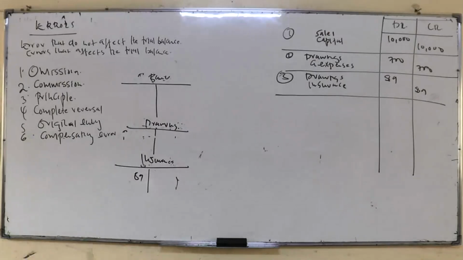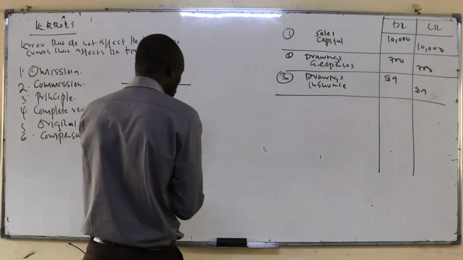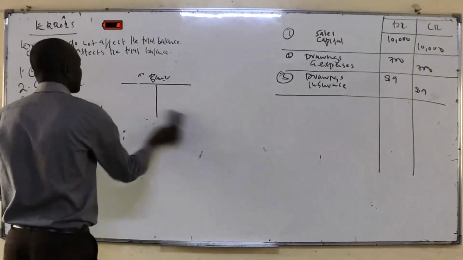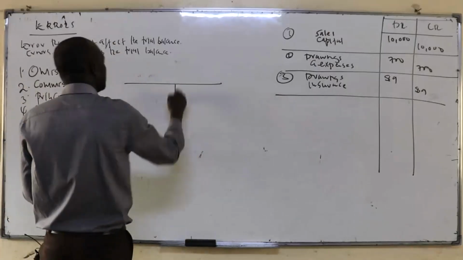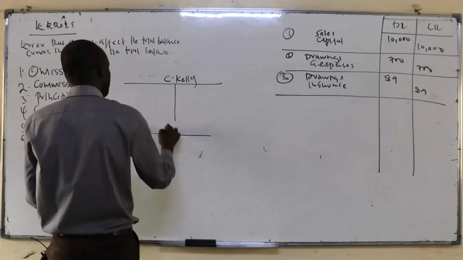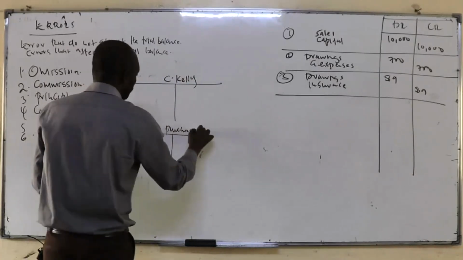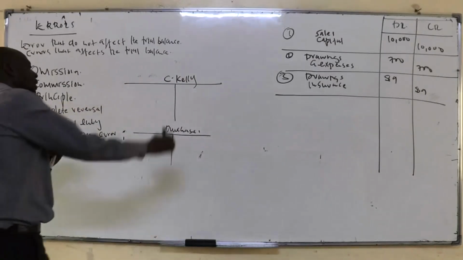D, a purchase of goods from C. Kelly of 857 had been entered in the books as 580. So when they say entered in the books, it means both accounts. So we have here C. Kelly. C. Kelly is who? C. Kelly is a supplier or a creditor. So they purchase goods from C. Kelly, and then here we have purchases.